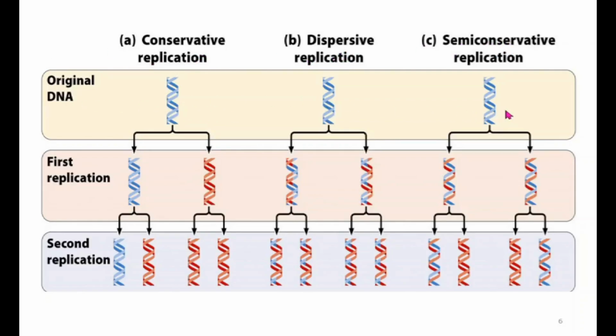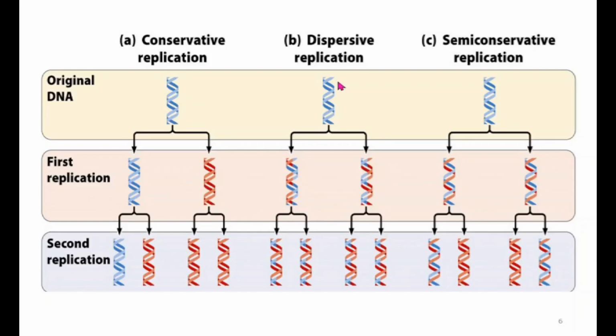Consider this is the original DNA molecule. This one is original, the blue color. In the first DNA copying or replication, in the case of conservative, this one is the old double-stranded DNA, and this one is the new. The two old strands are together here, and the two new strands are together separately here. This we call conservative.